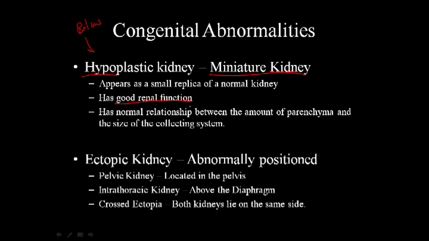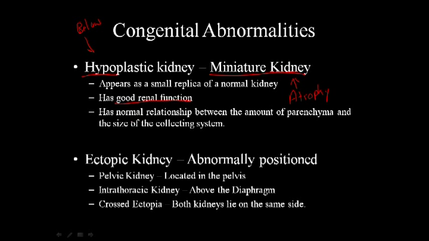Has normal relationship between the amount of parenchyma and size of the collecting system, and so everything is just scaled down, but it still functions. And so you may actually see these, and sometimes you'll see people that have atrophy. Their renal system have a kidney that's actually smaller.